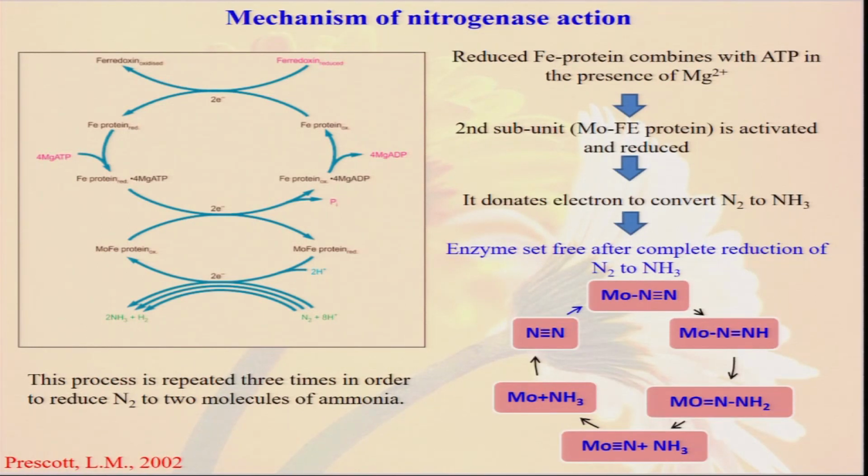So, in the mechanism of nitrogenase action we have seen the reduced Fe protein combines with ATP molecules in the presence of magnesium. So, magnesium is also very important for nitrogen fixation in the soil. 2 subunits of the MoFe protein are activated and reduced, and it donates the electron to convert the nitrogen to ammonia. So, in the cyclic process, the molecule bonds with the nitrogen atom, and after different steps they ultimately form ammonia, and the molybdenum goes back to its original condition, so that it can again fix nitrogen for other molecules.